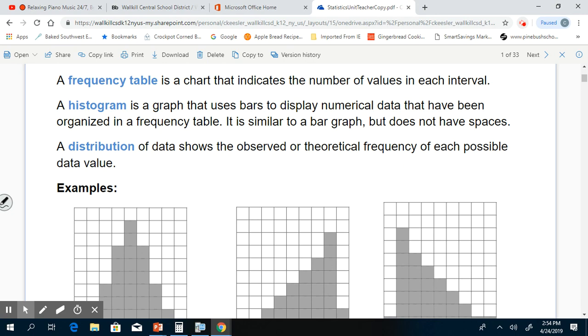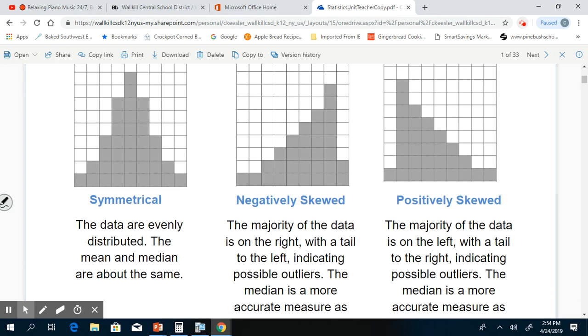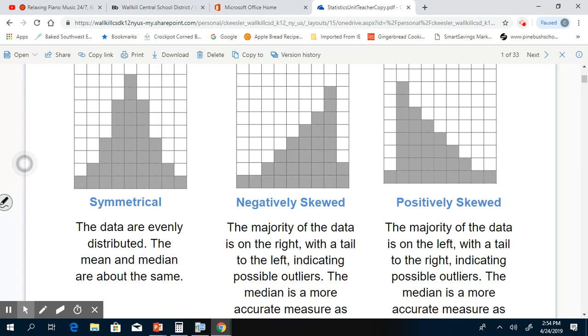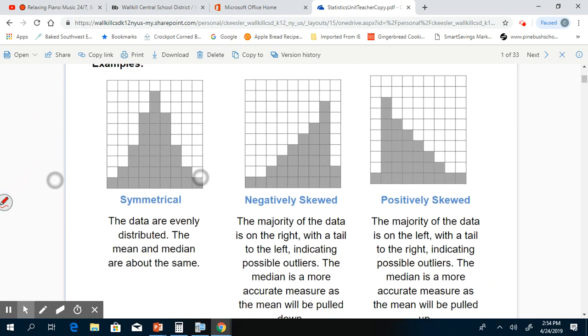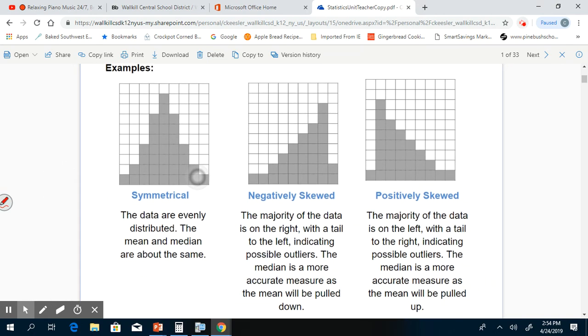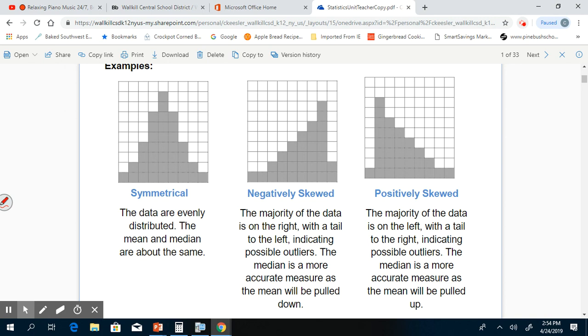All right, so you've probably done graphs like this before, but you've never seen it in this way. So we have some examples of different types of histograms. These are some different histograms being displayed. And we're going to be talking about their distribution and how that affects the measures of central tendency, which hopefully you remember as the mean, median, mode, and range.